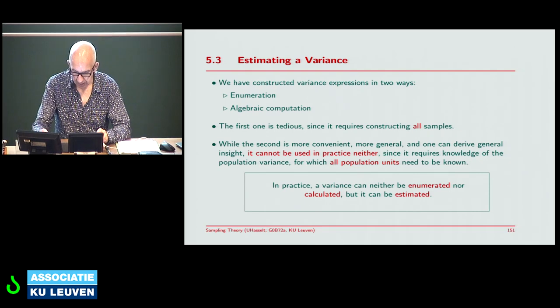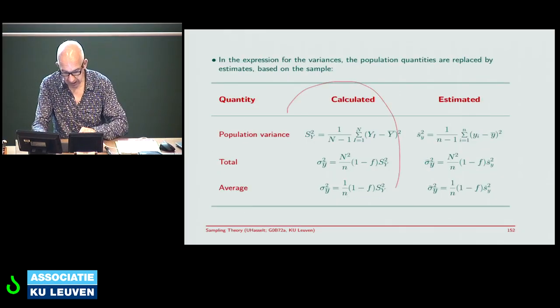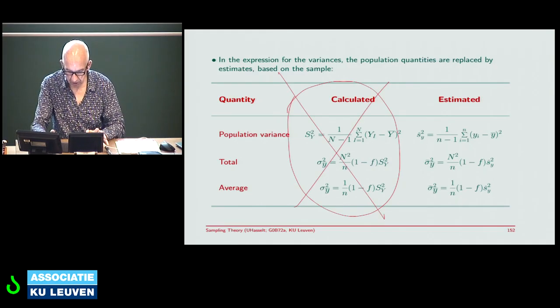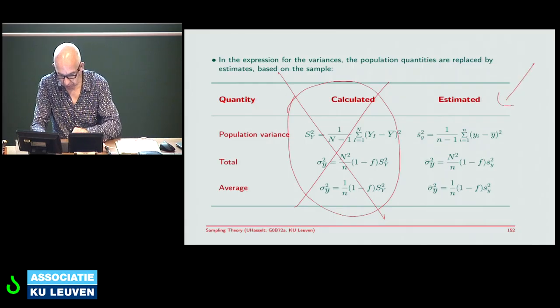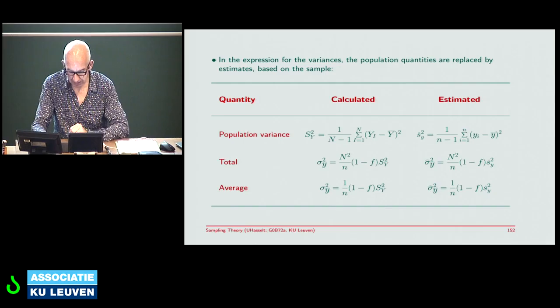We cannot enumerate, we cannot calculate, because for that we need information on all units. We don't, which is why we leave behind the calculated column in practice. It's not that it's wrong, but we are going to use the estimated column.